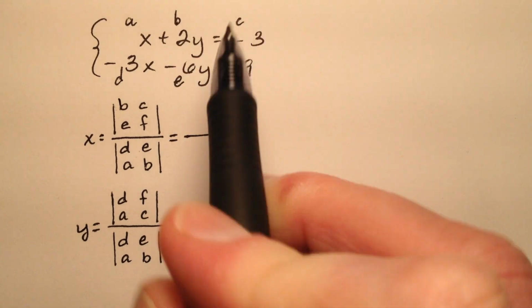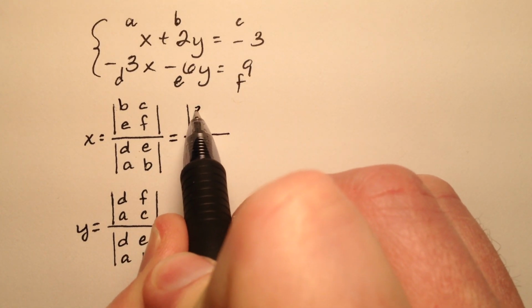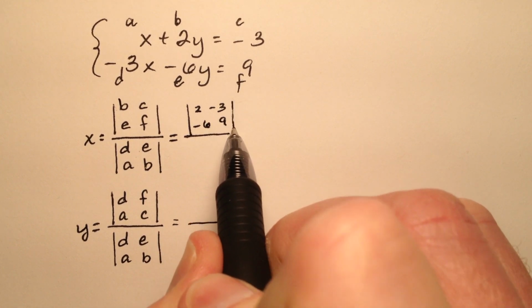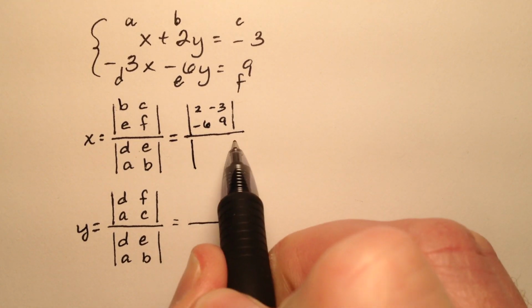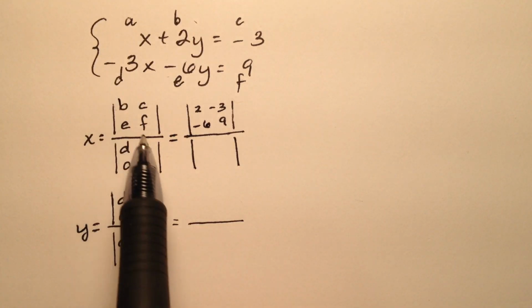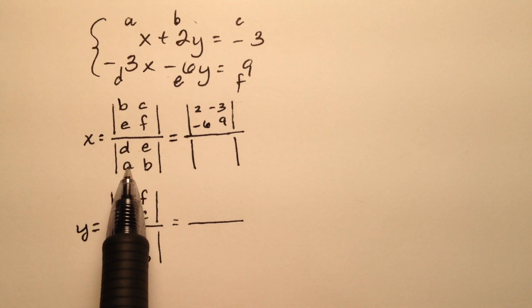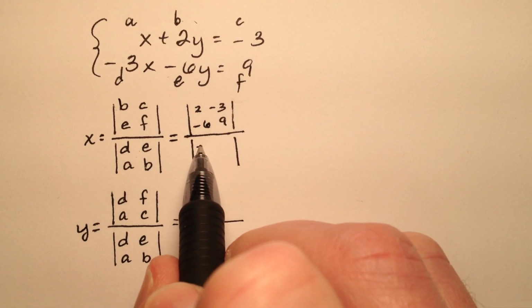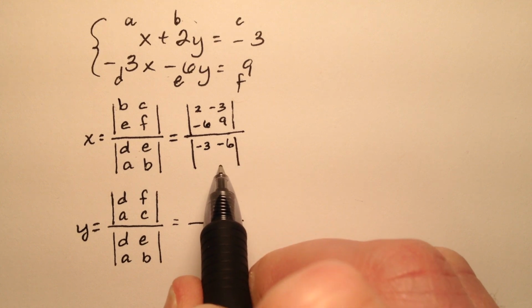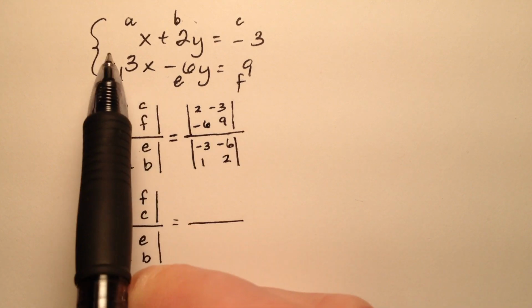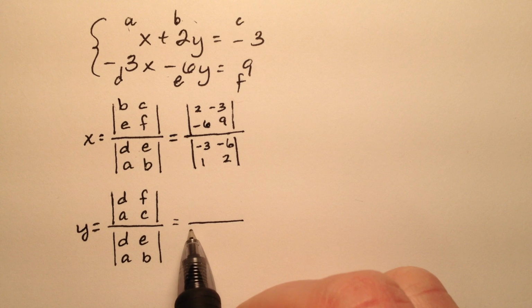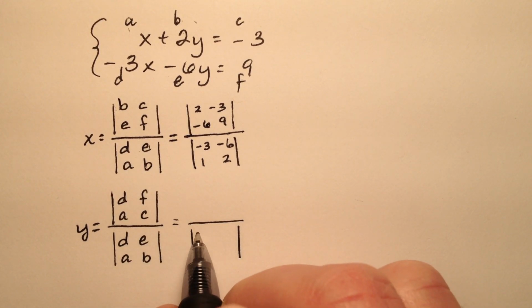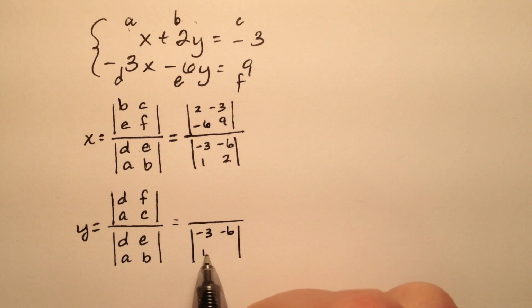So 2, -3, and then -6, 9. In the denominator, it's going to be the coefficient matrix. So DEAB, so -3, -6, with 1 and 2 with my A and my B. And you'll notice that the x and the y have the same, so I'm just going to go ahead and write that in there now for my y.